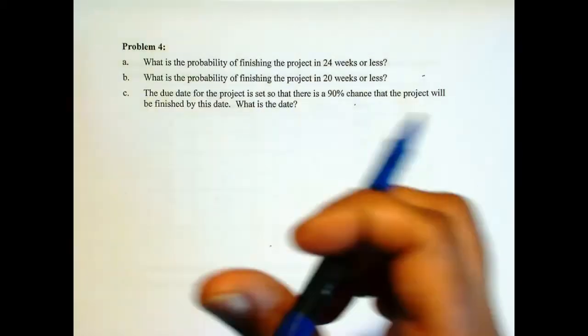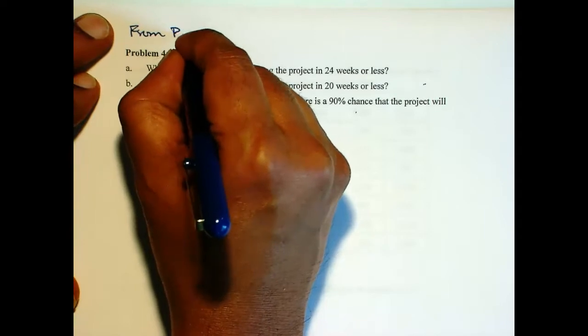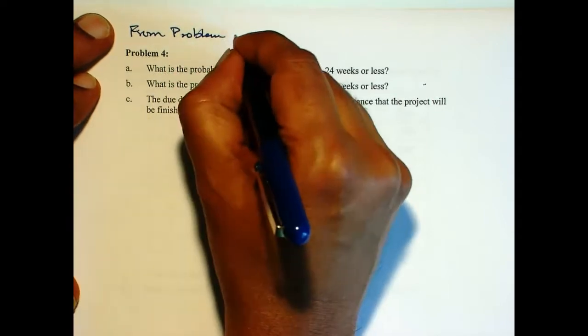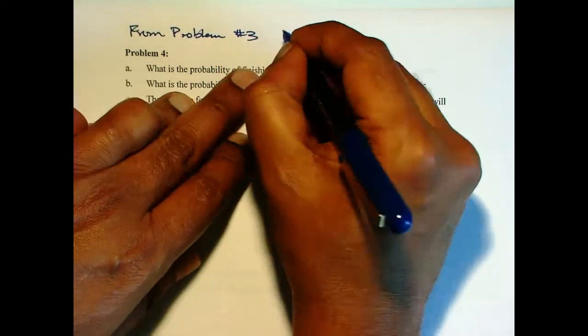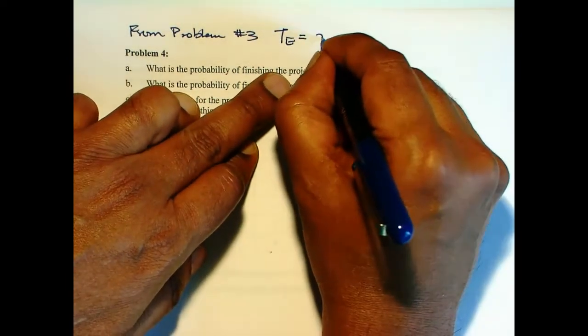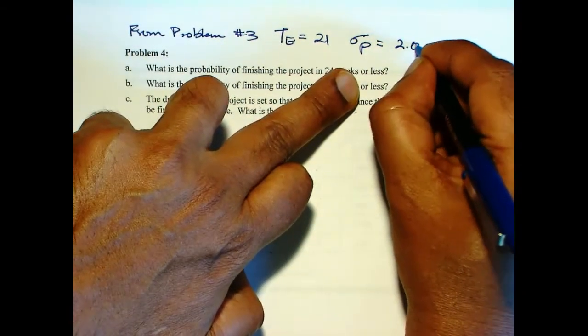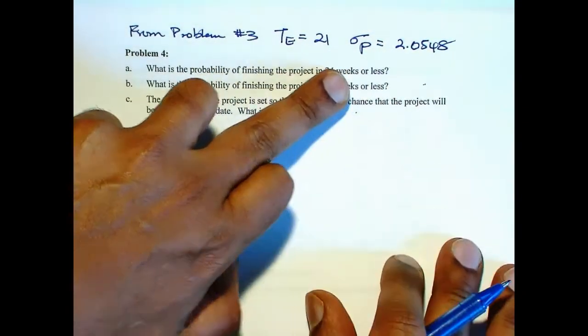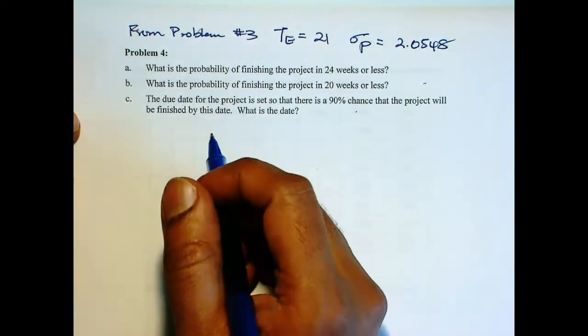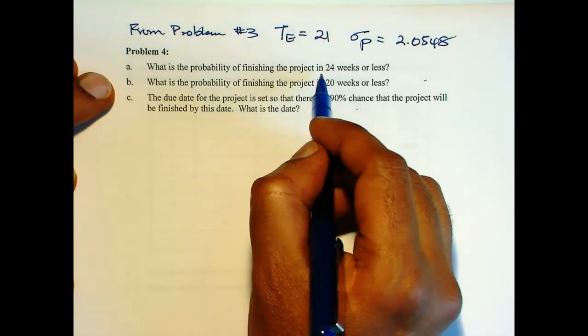From problem number 3, previous video, we know that T sub E is 21 and sigma sub P is 2.0548. Now we want to find the probability. What is the probability of finishing the project in 24 weeks?